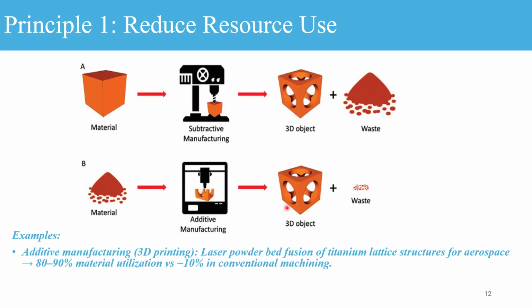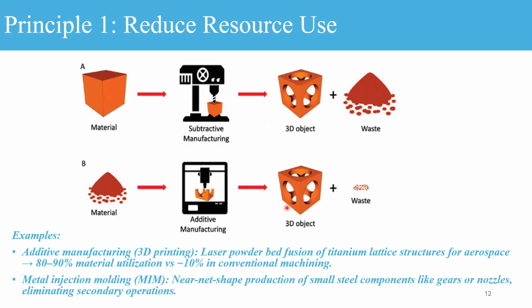Some examples include, as shown here, additive manufacturing or 3D printing. So laser powder bed fusion of titanium lattice structure for aerospace engineering gives an 80 to 90% material utilization versus 10% in the conventional machining techniques. The other technique is metal injection molding, where we can get the near net shape production of small steel components like gears or nozzles, eliminating the secondary operations.